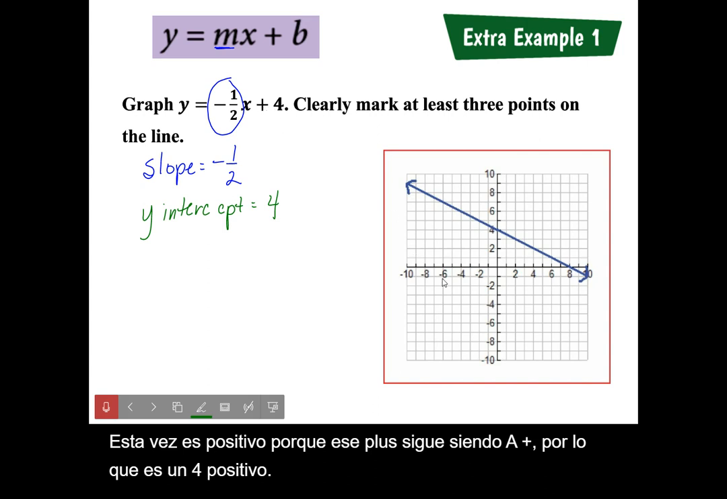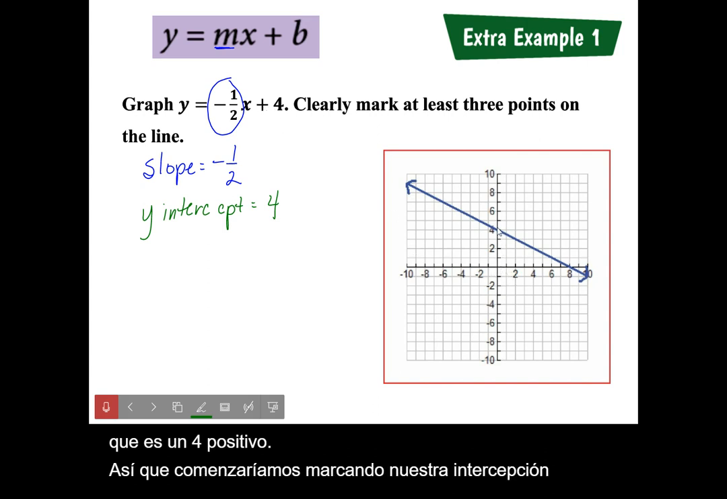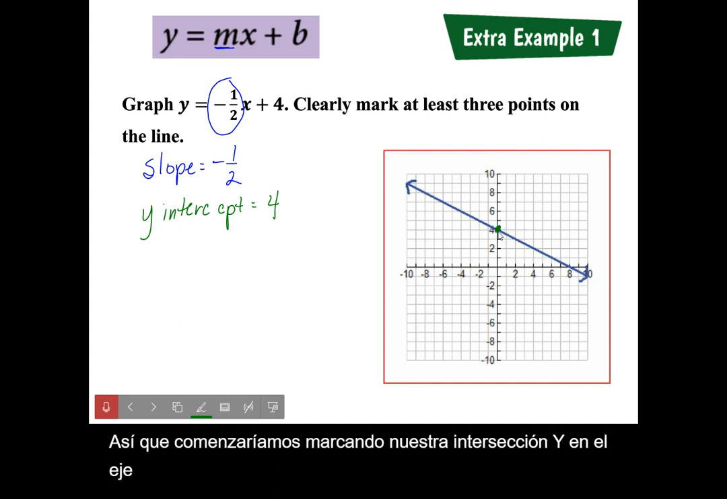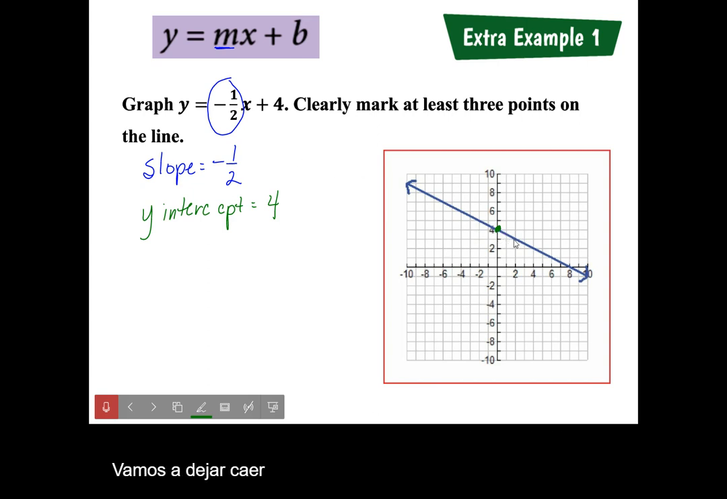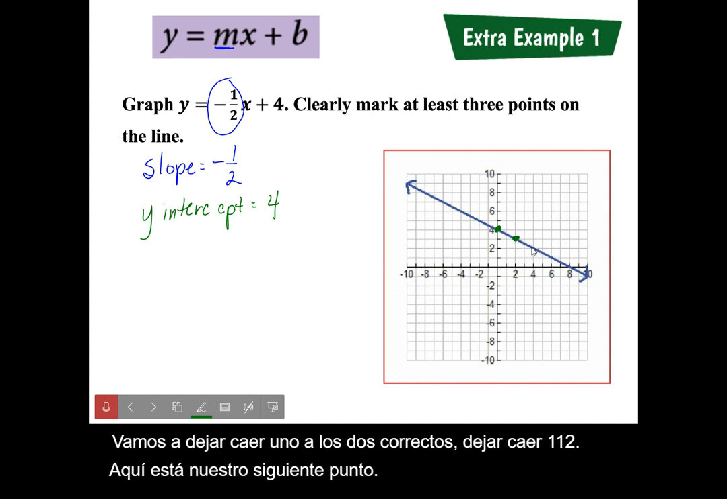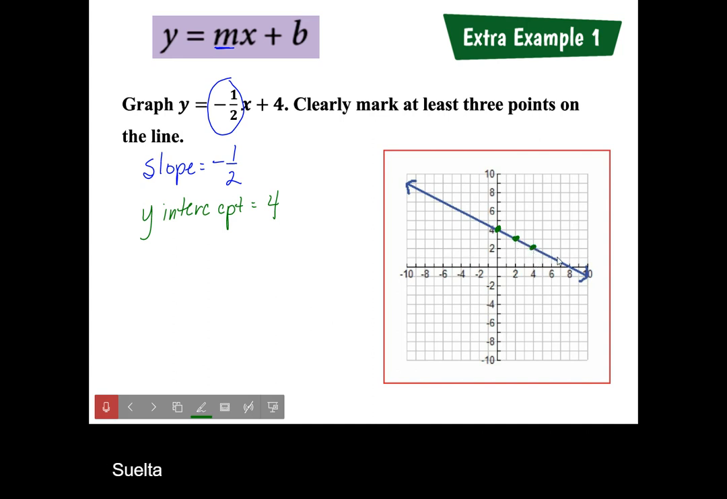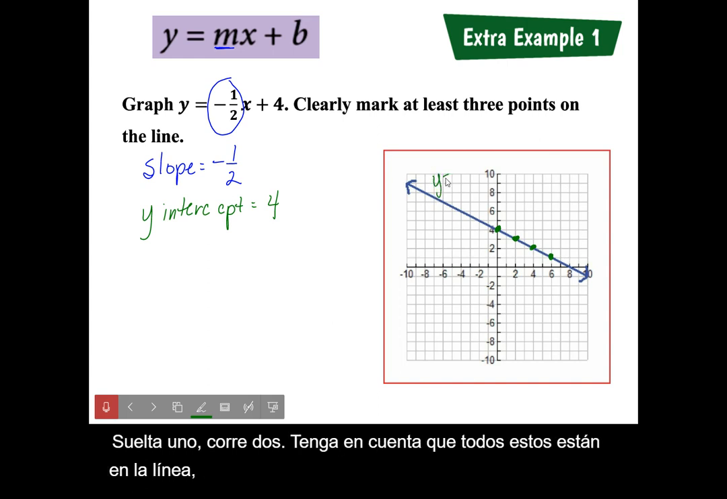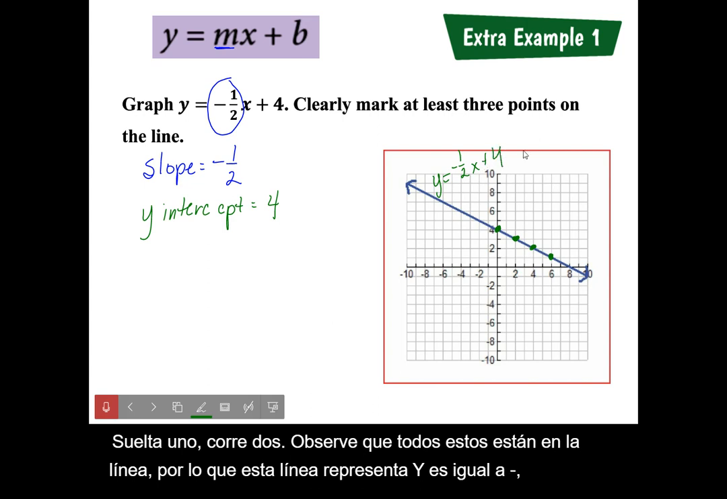So we would start off marking our y-intercept on the y-axis, 1, 2, 3, 4. There's our first point. We're going to drop 1 to the right 2, drop 1, 1, 2. Here's our next point. Drop 1, run 2. Notice all of these are on the line. So this line represents y equals negative 1/2 x plus 4.